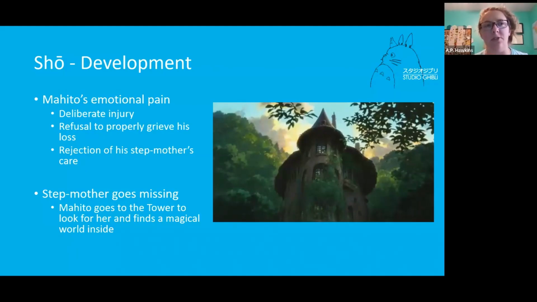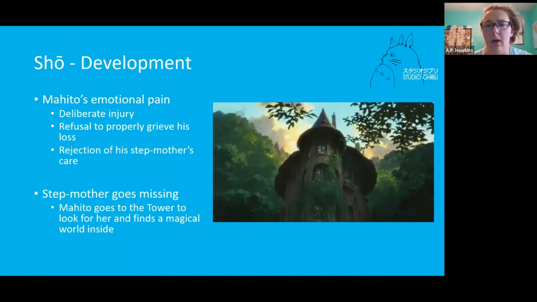And his stepmother is trying to form a bond with him. She's not an evil stepmother. She's not your European evil stepmother. She is actually trying to form a meaningful bond with this damaged kid and help take care of him, and he's completely rejected her and has really hurt her feelings. And then in this section, she goes missing, and they have to try to find her.